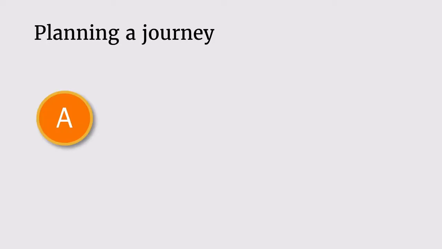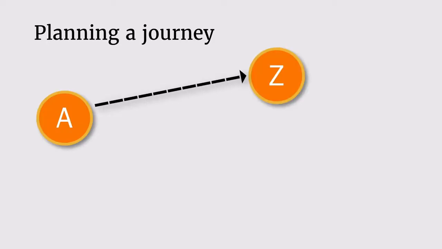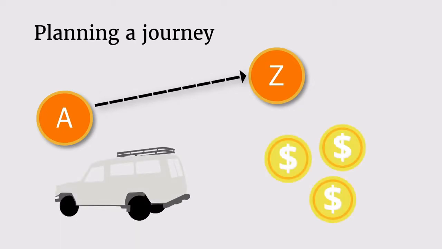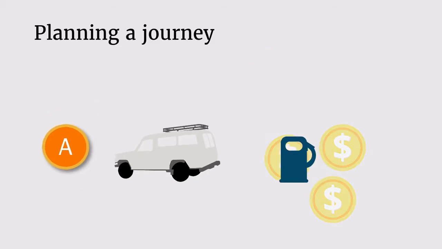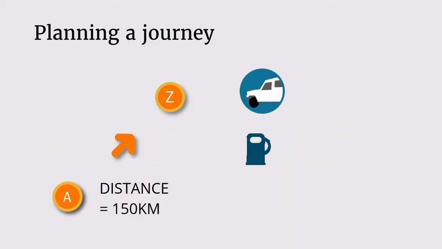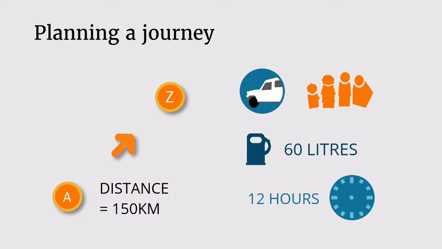Imagine that you want to travel from point A to point Z. First, you need to acquire the necessary resources. For example, a car or money to buy fuel. These are called the inputs. Now you can plan the journey, the route you will travel, how many people will be travelling, and how much fuel is needed. You can also estimate the time for travelling.